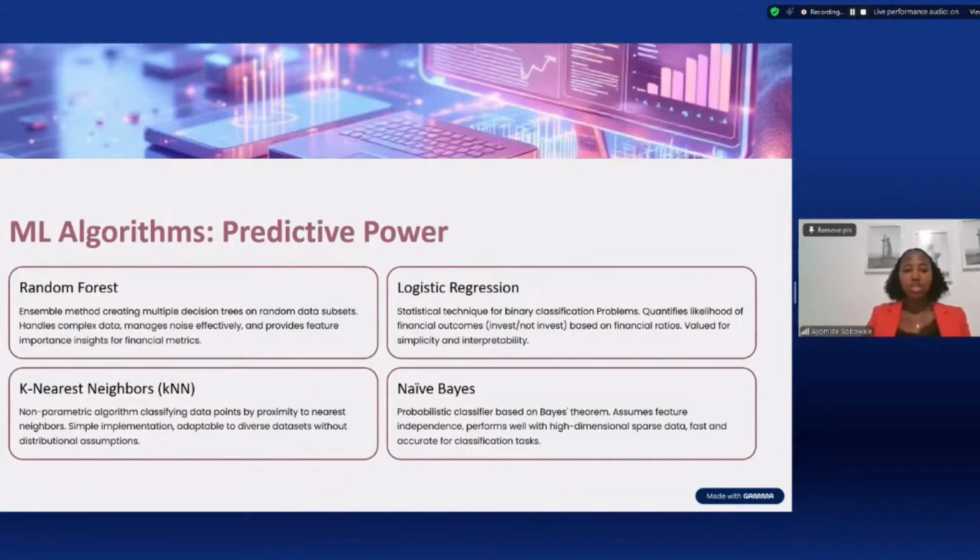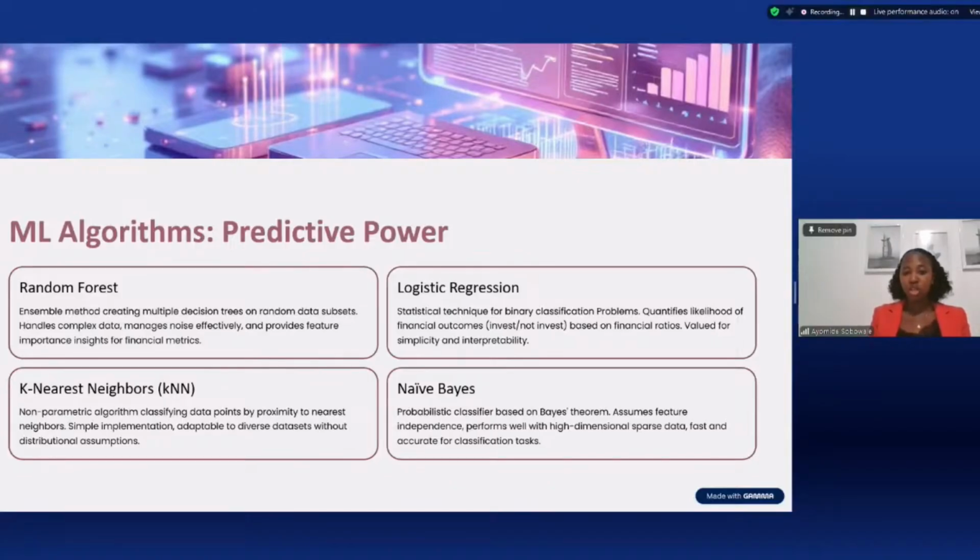And the next is k-nearest neighbor. It is a non-parametric algorithm, classifying a data point by its proximity to the nearest neighbor. This algorithm was the best because it has simple implementation and is adaptable to diverse data sets without assumptions. So this was one of the reasons why this model was chosen for this research, because it has a very simple implementation and is relevant to the purpose of this research.